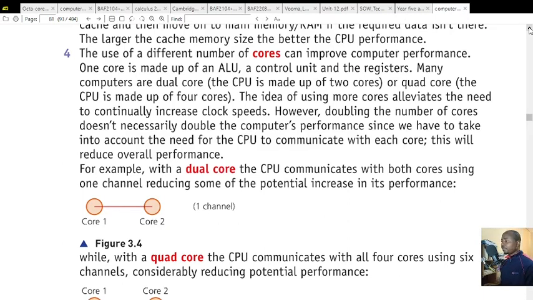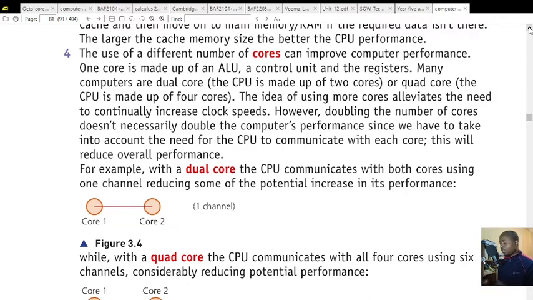However, doubling the number of cores doesn't necessarily double the performance, since we have to take into account the need for the CPU to communicate, which can reduce the overall performance. But in that, there is a sense in which having more cores is able to improve things, so that computers nowadays are able to actually consider the task at hand.